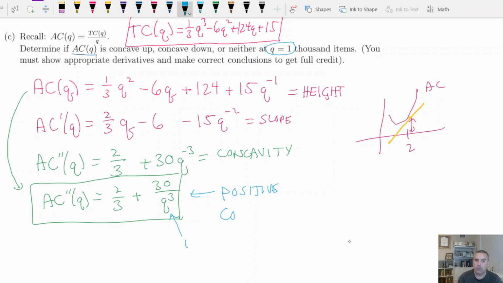And so that means the original function is going to be concave up. In fact, if you could graph this, it's going to look sort of like what I have here. So that was something very particular: if it's asking you whether it's concave up or concave down at a particular value, it's asking you whether the second derivative is positive.